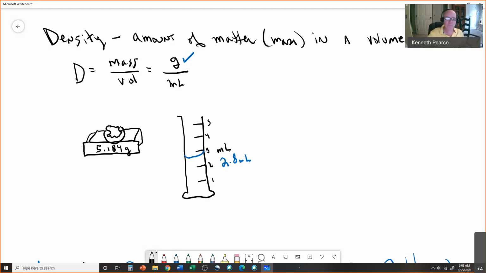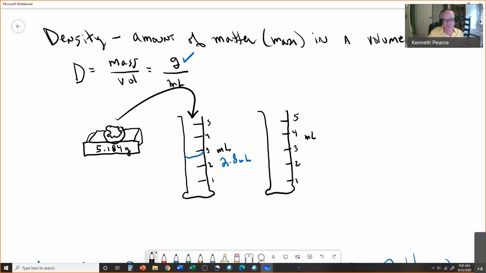And then you take your object and you put it into the graduated cylinder. Now what happens to the level of that water when we put it in? I'm not much of an artist, but I try. Well, the level of the water is going to go up because the object is displacing the water. Let's say it goes up to here, and of course, we estimate in between the lines. I'd say that's about 4.9 milliliters.